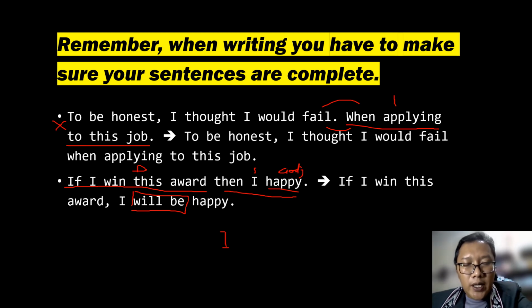So make sure that your sentence is logical and complete. To make it complete, you have to make sure that it has all aspects of a sentence: subject, verb, and complete thought. Without any of these three, you cannot make a good and complete sentence.